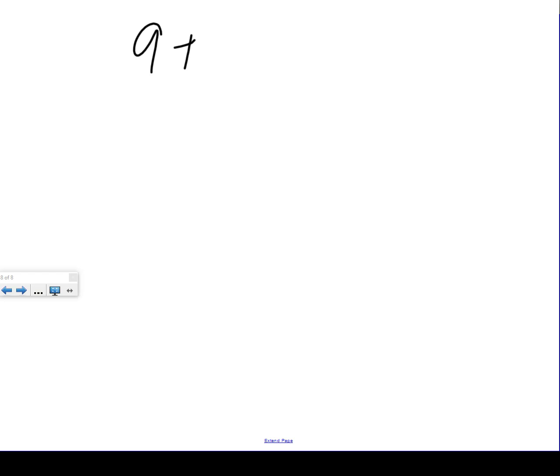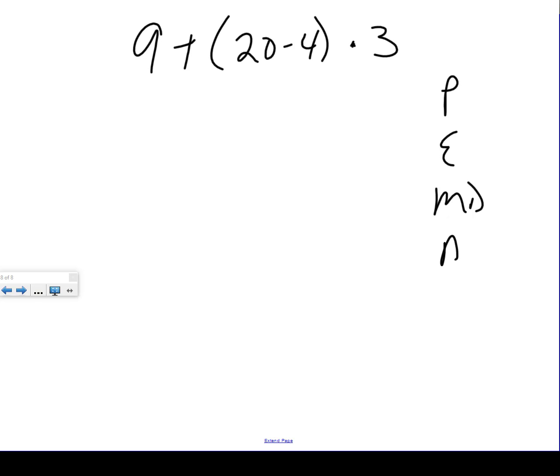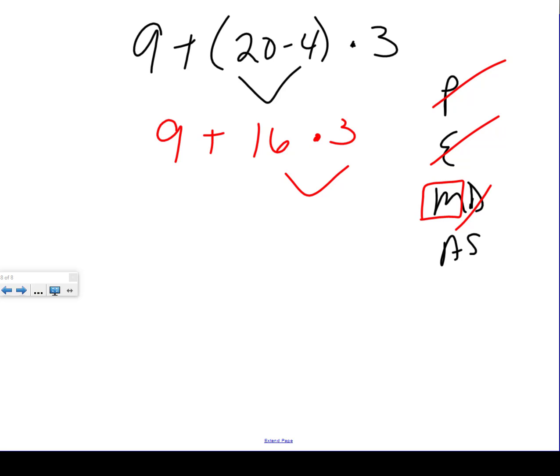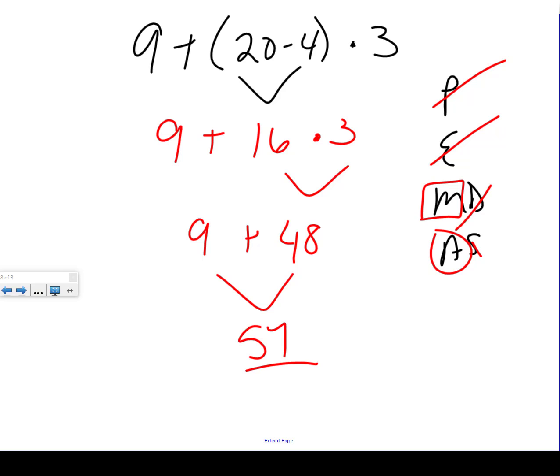I have 9 plus 20 minus 4 times 3. I do have parentheses, and I'm going to take care of inside the parentheses first. So I'm going to subtract 20 minus 4, and I'm going to get 16. I'm going to bring down the things I haven't used. I have no exponents, but I do have multiply. And I'm going to multiply here and get 16 times 3 gives me 48. Bring down what I haven't used. The only thing I have left is to add, and 9 plus 48 gives me an answer of 57.